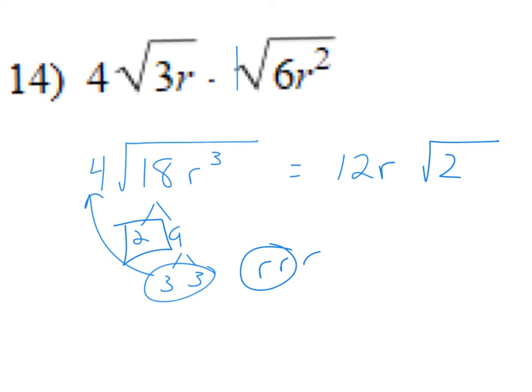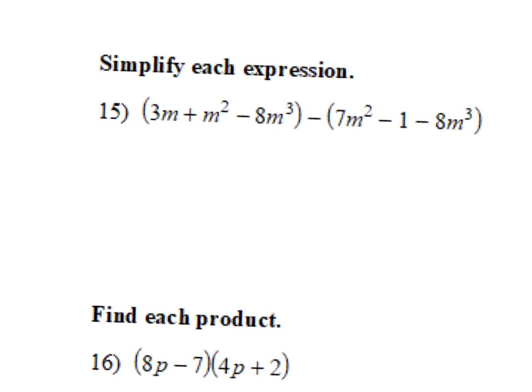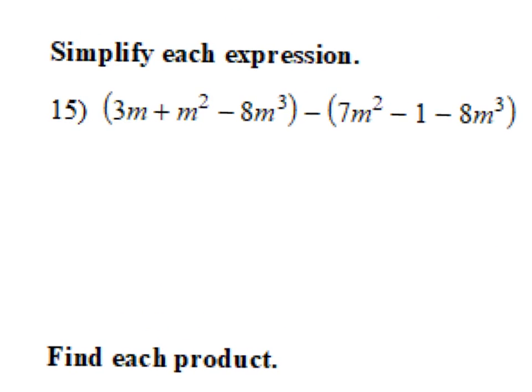So I have 1 pair on the outside, and this poor little leftover guy is on the inside. So 12r times radical of 2r is my final answer there. Okay. All right, number 15. Okay, some good old review. This was back from chapter 8.